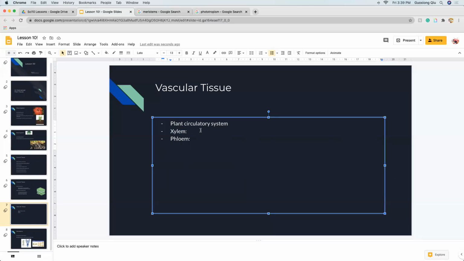First off, xylem transports water. And then the phloem transports food. Easy. Well, not really food. It transports sugars, which you can consider as food for the plant.